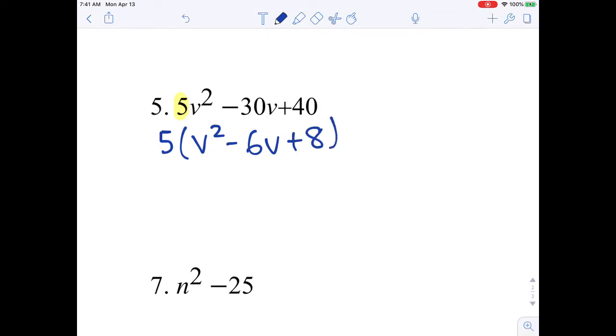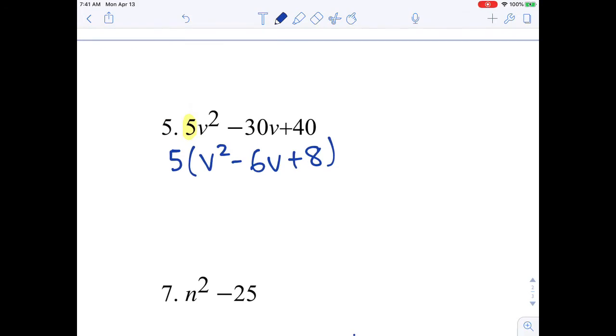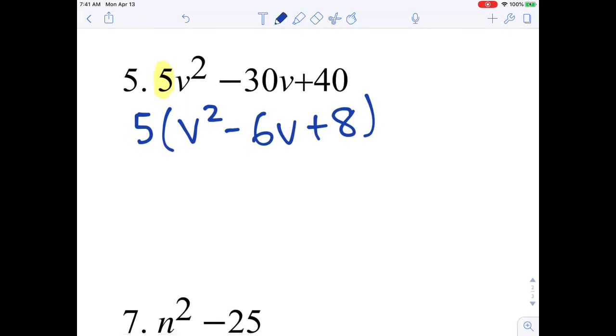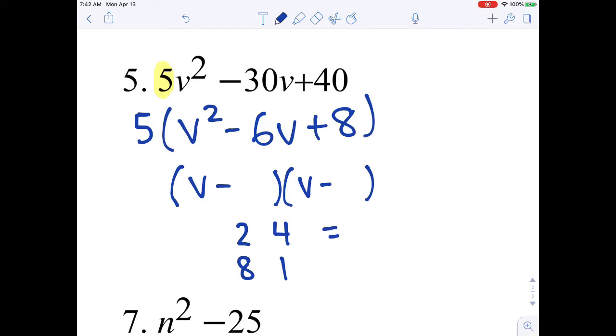Now the inside, it's factored just the way we did the first 4. It's a minus and a plus. So this is going to be 2 minuses. Factors of 8: 2 and 4, 8 and 1. And I add those together. There's my 6. So it's x minus 2, x minus 4.